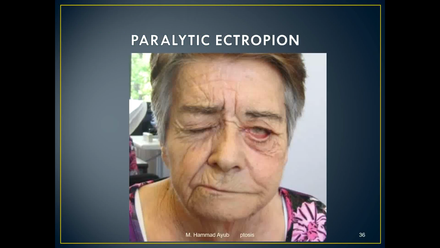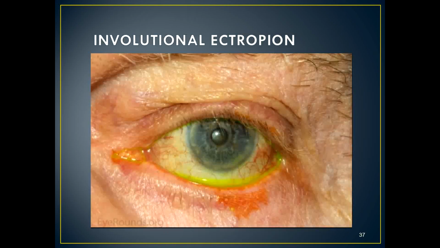This is paralytic ectropion. This is seen after the seventh nerve palsy, when the supply of orbicularis oculi through the seventh nerve is hampered and the patient is unable to close the eye properly. So the lower lid is involved and this is an example of paralytic ectropion. Involutionary ectropion is due to age related changes, the lower lid is slightly lax and rotated outward.